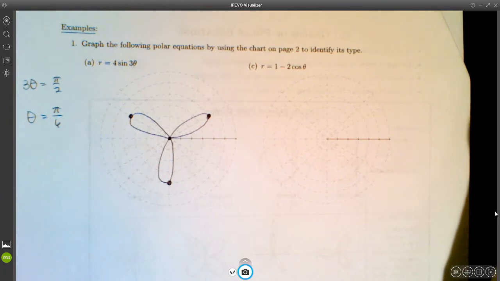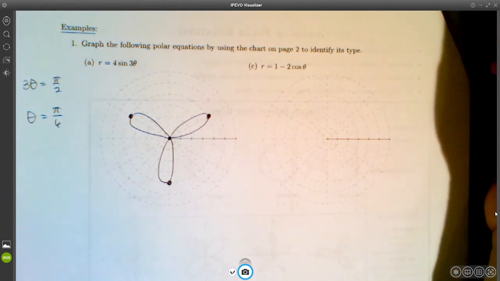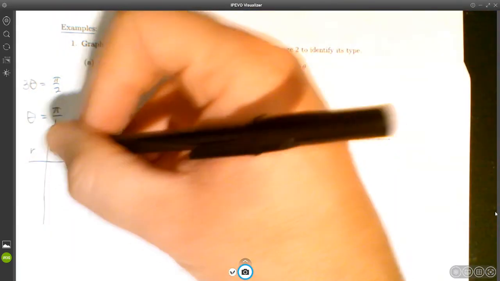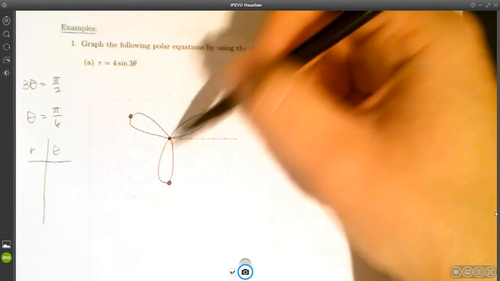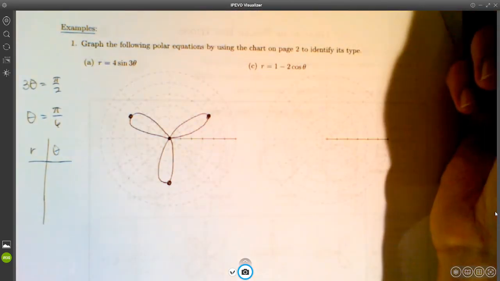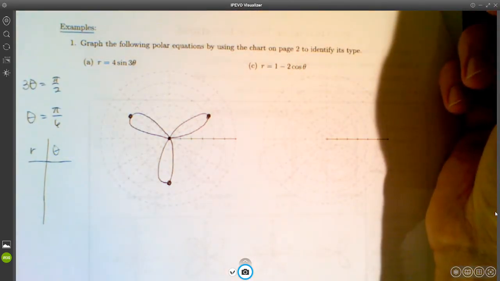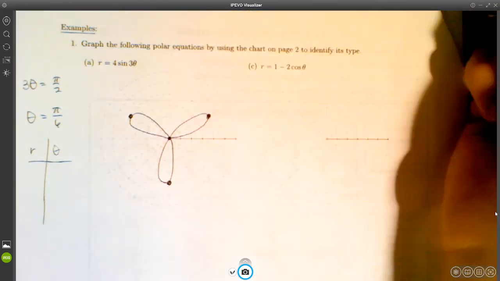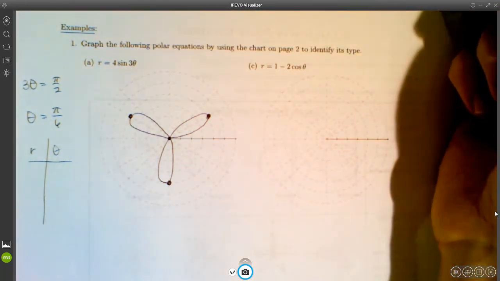You can verify this. I would encourage you to make a table of values like this. Plug in some things for theta and see what you get for r to verify that your picture is correct. But this is a rough sketch of what this thing is going to look like just based on the format that we have. Okay, so there's a rose curve.